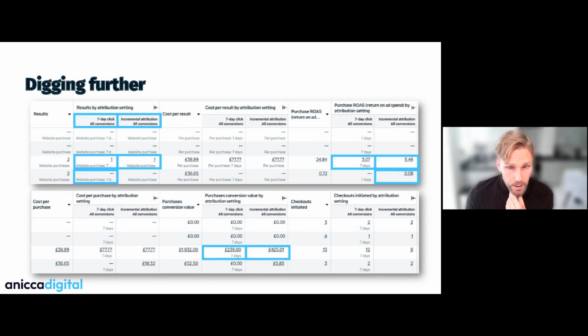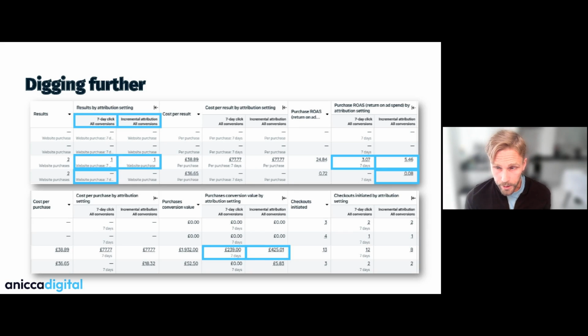And then you can start to dig even further. Now I've ticked some of those boxes that I showed you where you can compare the attribution window. So I've ticked 7-day click and I've clicked incremental. If we look at those, then we can see that half of the sales are coming from click, half are coming from that view window. On the other one, none of them are coming from clicks.